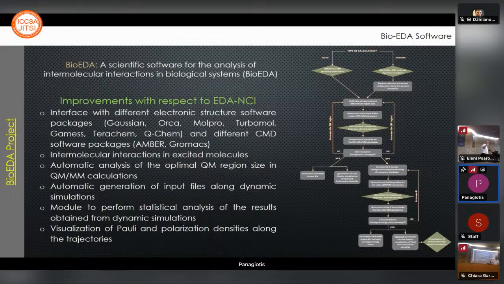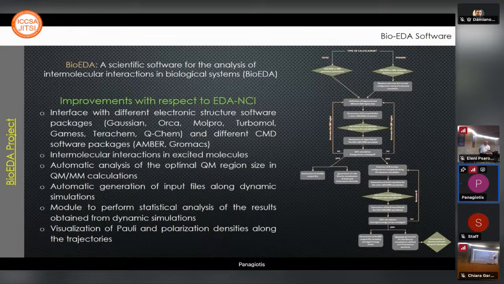a dynamic simulation. So the aim is to investigate not only the intermolecular interactions, the non-covalent interactions, for a given geometry, but along a trajectory. Okay, so the program is going to perform energy decomposition analysis at different geometries along a molecular dynamics simulation, and then give a statistical analysis.